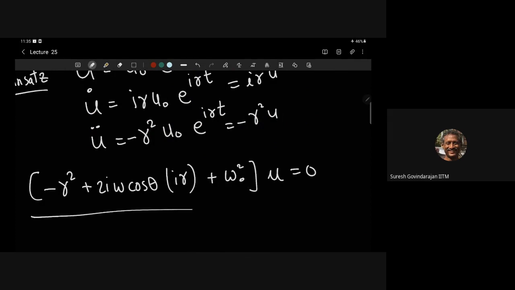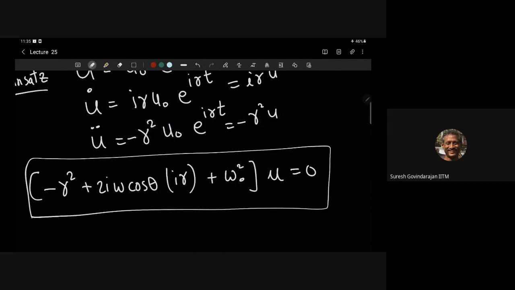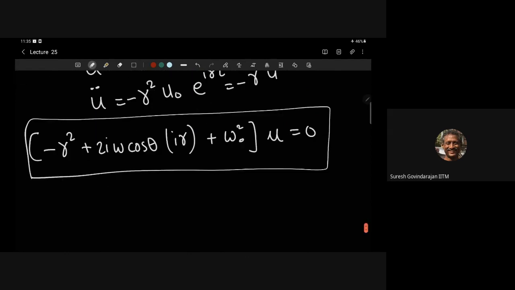Okay, so this is the equation we get, and this has to hold for u non-trivial, right? So when can that happen? When gamma squared solves this equation. This implies minus gamma squared minus 2 omega cosine theta gamma plus omega naught squared should be 0.